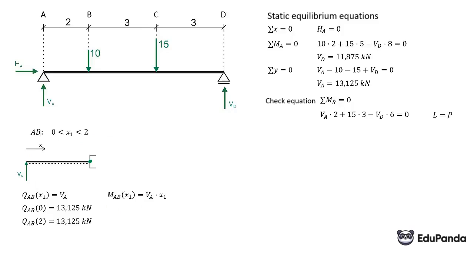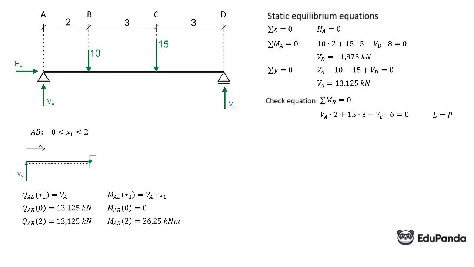And now just like that, we substitute x1 with 0 once, and then with 2, and calculate the value. If we substitute 0, then VA times 0 is 0. And if we substitute 2, then 2 times VA is 26.25 kN times meter, which is the unit of moment. So we have calculated the values of shear forces and moments in the first interval AB.